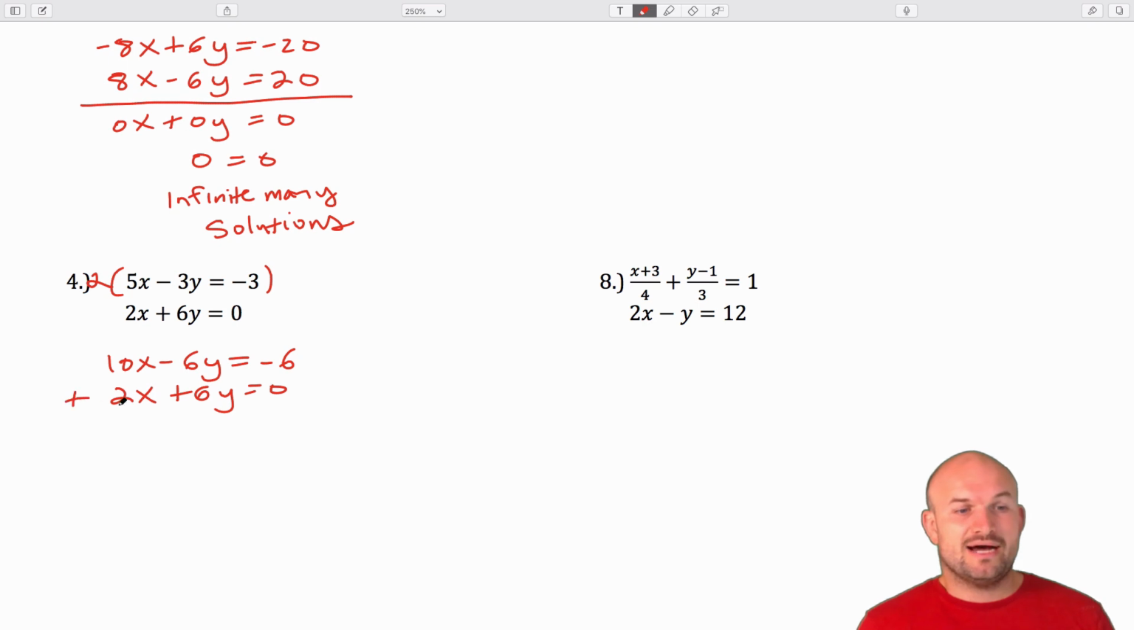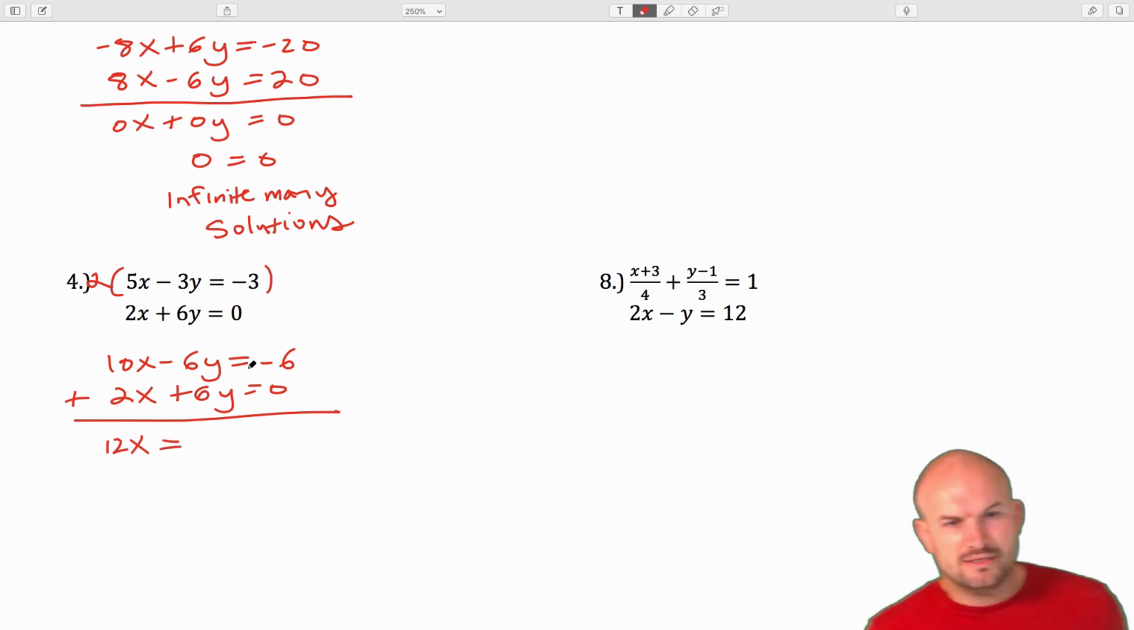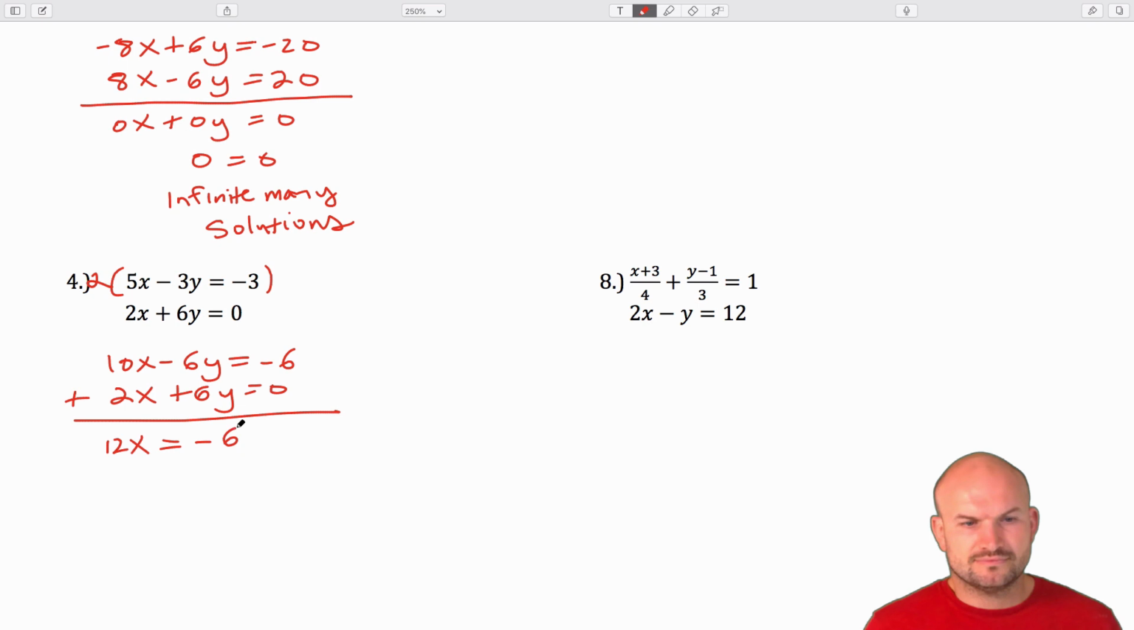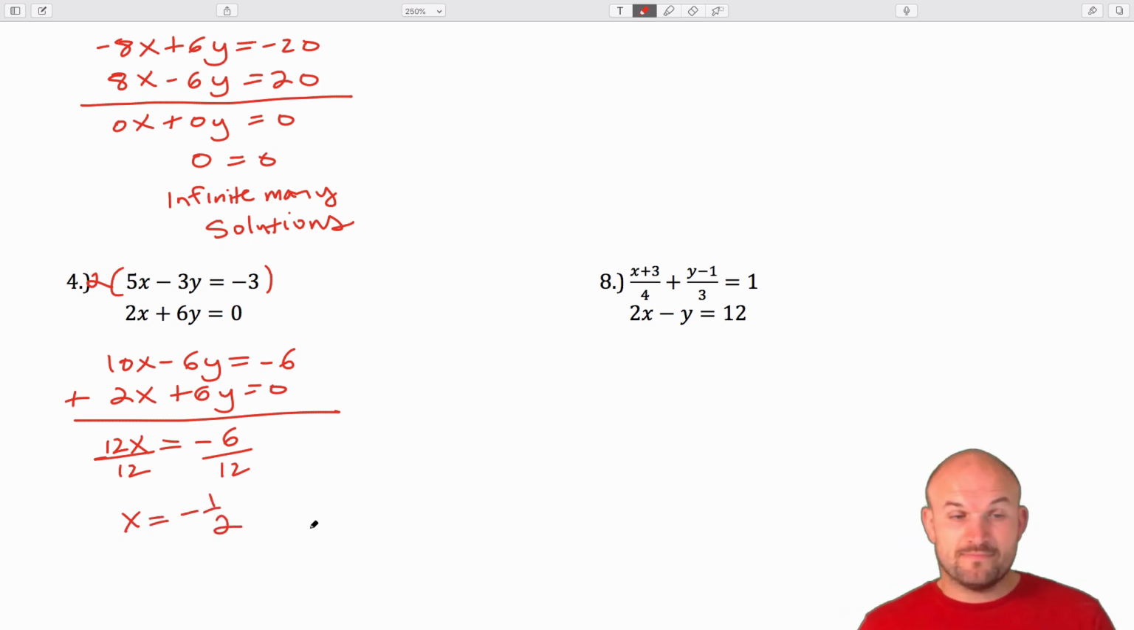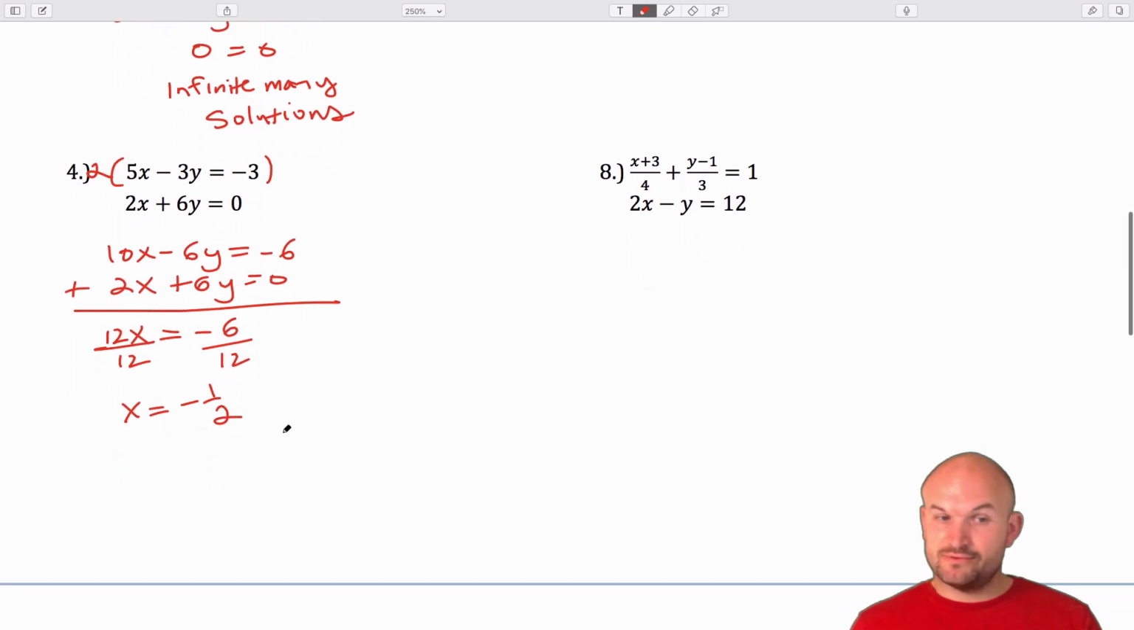Okay, now I can add. By adding here, I get 12x, and 0y is equal to negative 6. All right, and then divided by 12, I'm going to get a fraction. Cool. x is equal to negative 1/2.